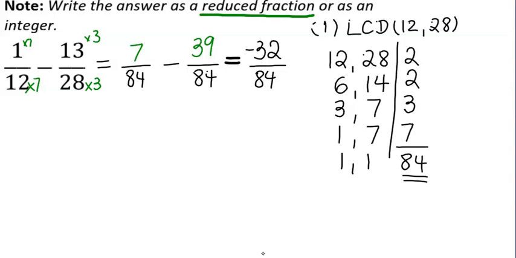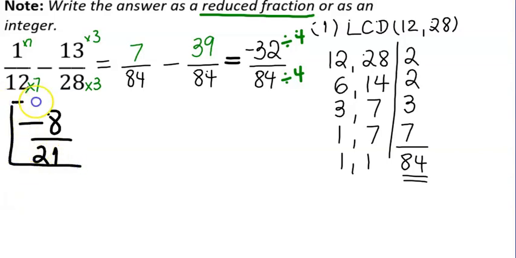Is this a reduced fraction? No. What is the common factor between 32 and 84? 2 would be one, but what is the biggest one? 4. So I'm going to use the greatest factor. That is the 4. And then what do I get? Negative 8 divided by what? 21. So this is my answer.